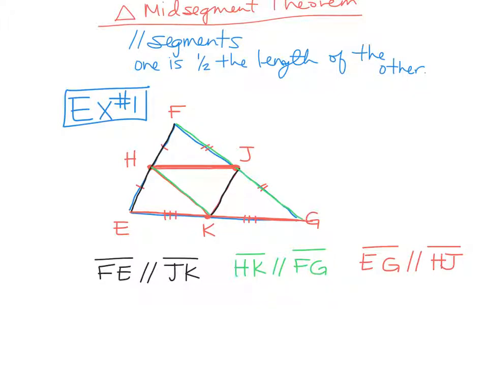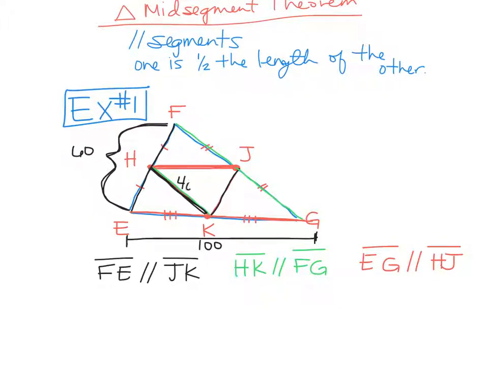Once you can identify the parallel sides, that makes example 2 a lot easier, because in example 2, they're going to tell you lengths. So for instance, if I tell you this length here, from E to F, has a length of 60, and this side here, EG, has a length of 100, and HK has a length of 40, you should be able to tell me the length of every other segment in this picture now.